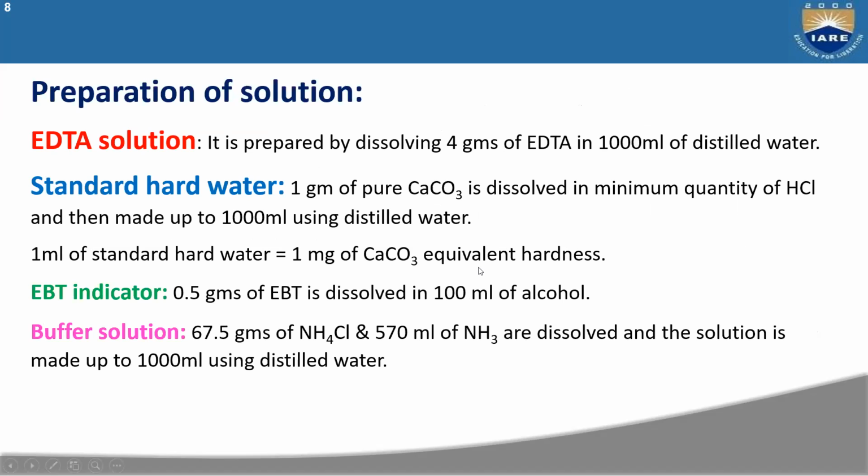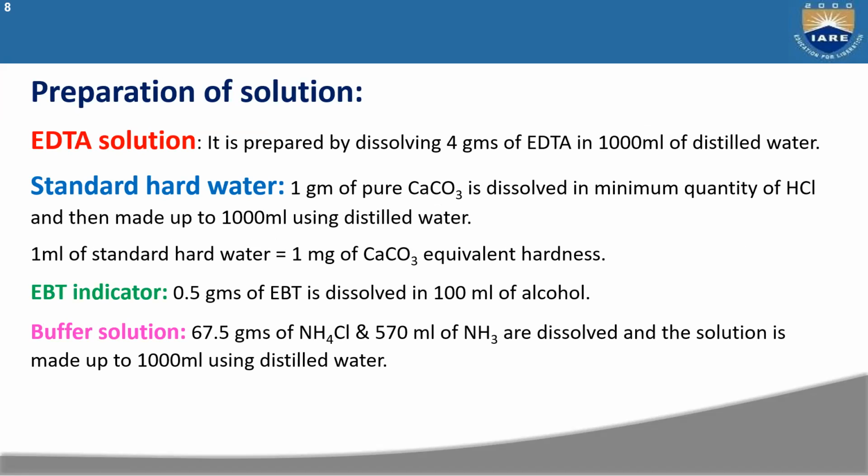So, preparation of solutions. The EDTA solution is prepared using distilled water and EDTA. First we have to take 4 grams of EDTA, ethylene diamino tetraacetic acid, and make it up to 1000 ml with distilled water. That solution is called EDTA solution. Later, standard hard water.